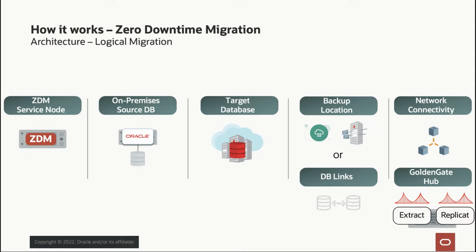You can do logical migration with ZDM, and this new component, which is the Golden Gate Hub, allows for that online migration to happen. And that's overall a view of how the architecture will look like in a logical migration scenario.